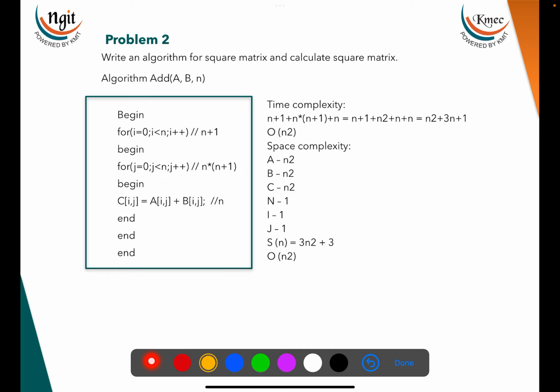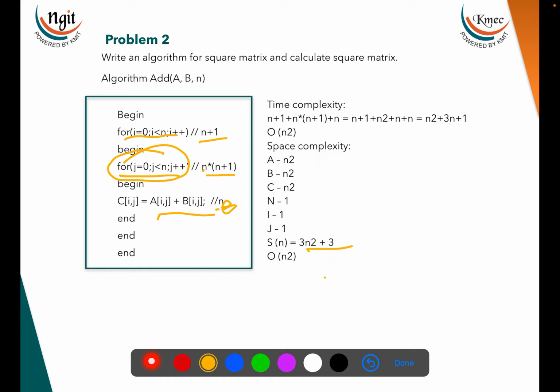Now let's see some problems mentioned here. The problem is a square matrix, calculating the time complexity. Here it has 2 for loops because it is a square matrix. To execute this we require n plus 1. To execute this we require n into n plus 1, because this loop gets repeated n times. That's n into n plus 1. Now this statement will also be executed n times. So finally, the time complexity of this is 3n square plus 3.